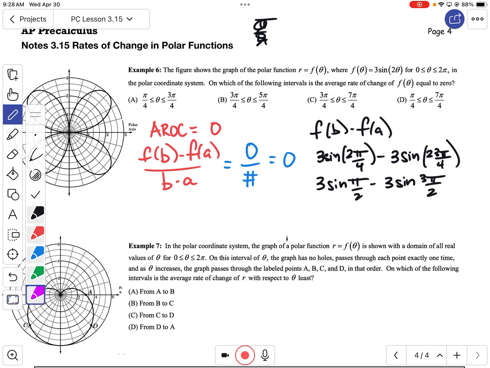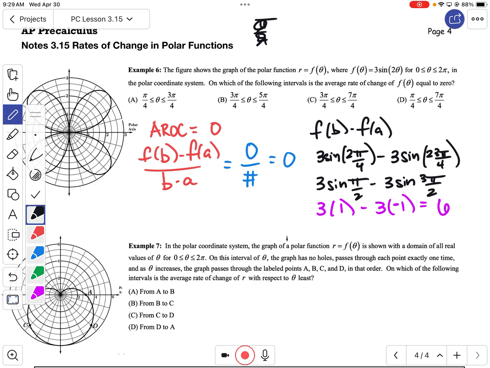Well, what's the sine at pi over 2? One, minus the sine at 3 pi over 2. So that's 3 minus a negative 3, which would be a 6, because that'd be a plus 3, and a negative times a negative is a positive. So it can't be the first one. All right, let's try again.